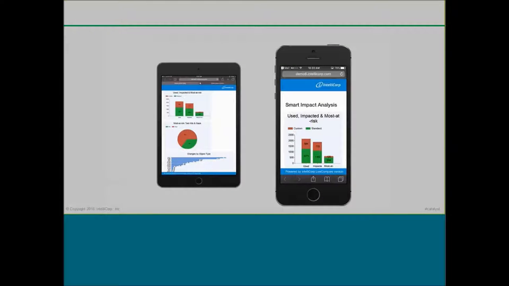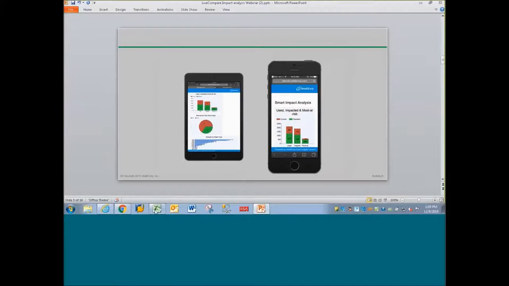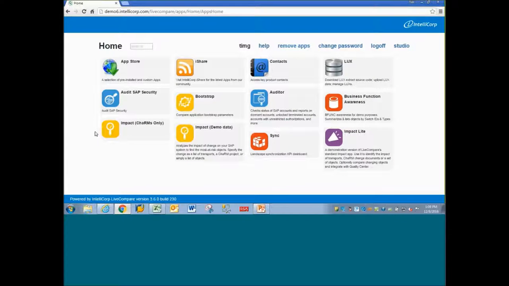And like Mike said, picture yourself in that roundtable change management meeting. Maybe you're going to change a BAPI or some kind of function or user exit. Wouldn't it be nice to know real time what in production will be impacted by that change? So let's go ahead and jump right into LiveCompare.